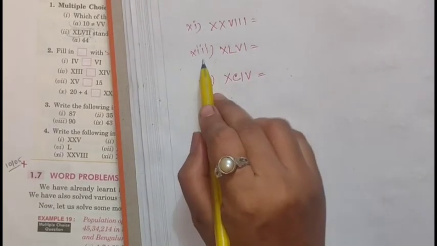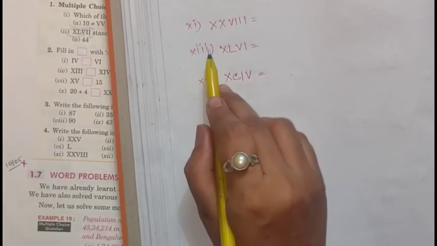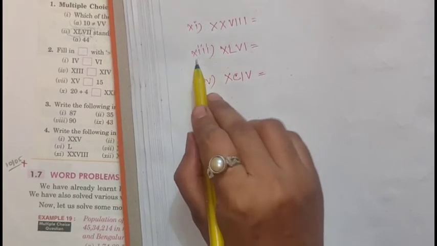Next, question 13. X, I, I, I, that means 13. 10 plus 3, 13.